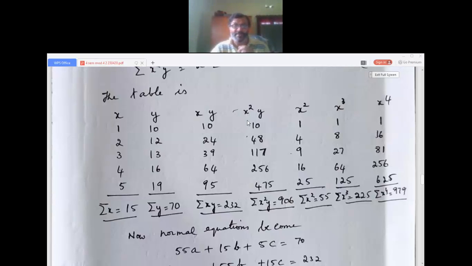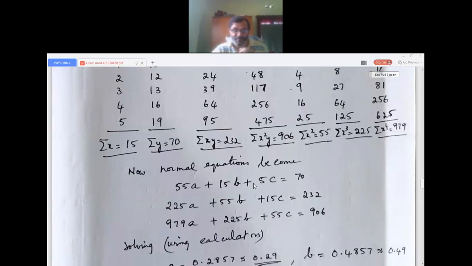Sigma xy is 232. For x squared y, that means 1 squared into 10 is 10, 2 squared, 4 into 12, 48, 9 into 13, 117, 16 into 16, 256, and 25 into 19, 475. So add it. Sigma x squared y is 906.